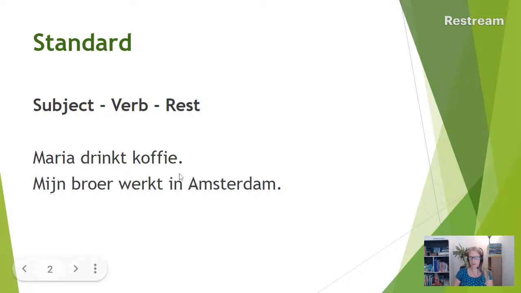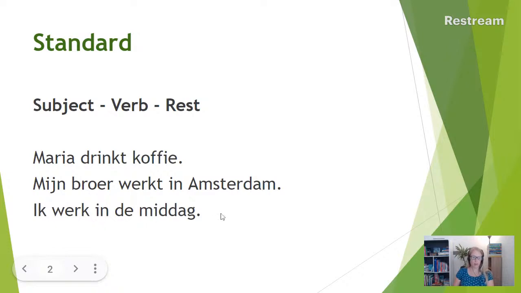Mijn broer werkt in Amsterdam. Mijn broer is the subject. Werkt is the verb because that's the action, the thing he does. And in Amsterdam is rest. A rest can be, like here, a place. It can be a time. Those two you use a lot. It can be an object like coffee. It can be something, or with whom, or how. So there can be many rest items.